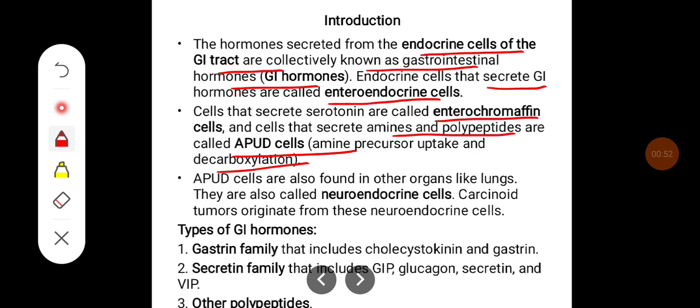APUD cells are also found in other organs like lungs. They're also called neuroendocrine cells. Carcinoid tumors originate from these neuroendocrine cells.